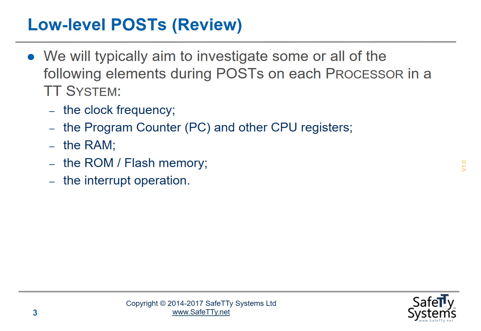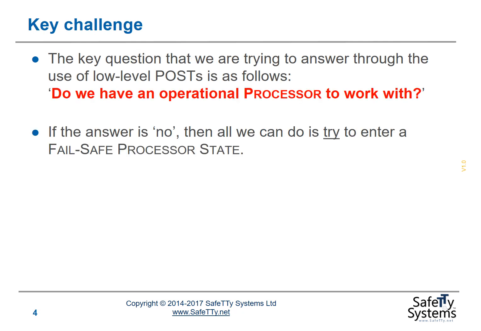So let's just consider again what we discussed in relation to low-level power-on self-tests. We will typically aim to investigate some or all of the following elements during power-on self-tests on each processor in a TT system. The clock frequency, check that the program counter and other CPU registers are correct, check the RAM, check the ROM and flash memory, and check the interrupt operation. So these are some of the lowest level power-on self-tests that we would carry out.